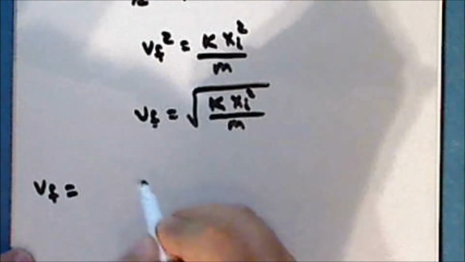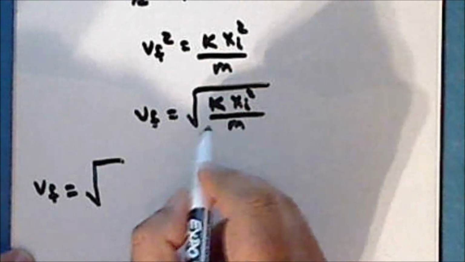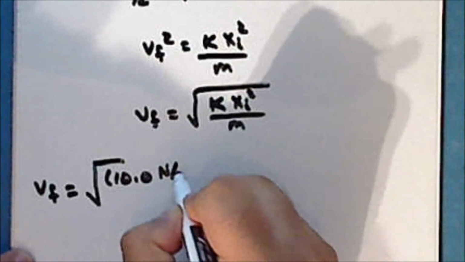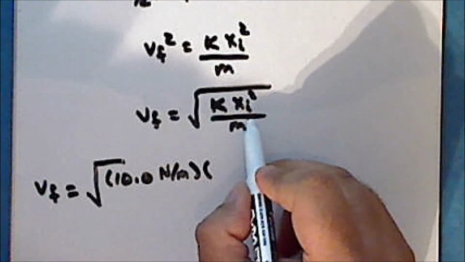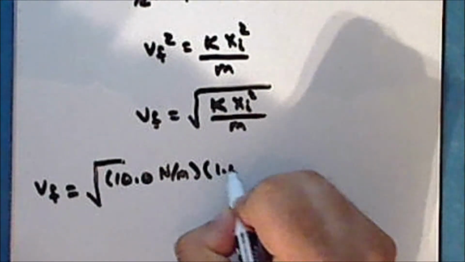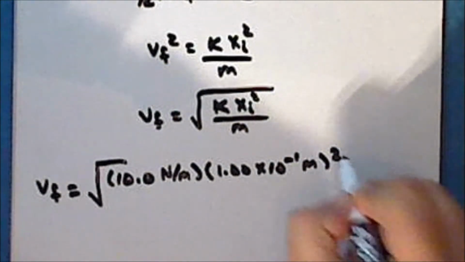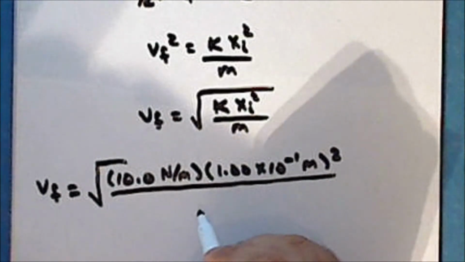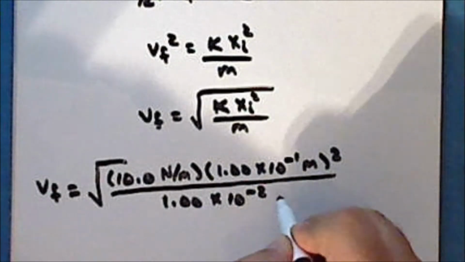And so the speed of the ball as it exits the barrel is the square root of the spring constant, which is 10.0 newtons per meter, times the square of the compression, which is 10.0 centimeters, or 1.00 times 10 to the negative first meters squared, divided by the mass of the ball, which is 10.0 grams, or 1.00 times 10 to the negative second kilograms.